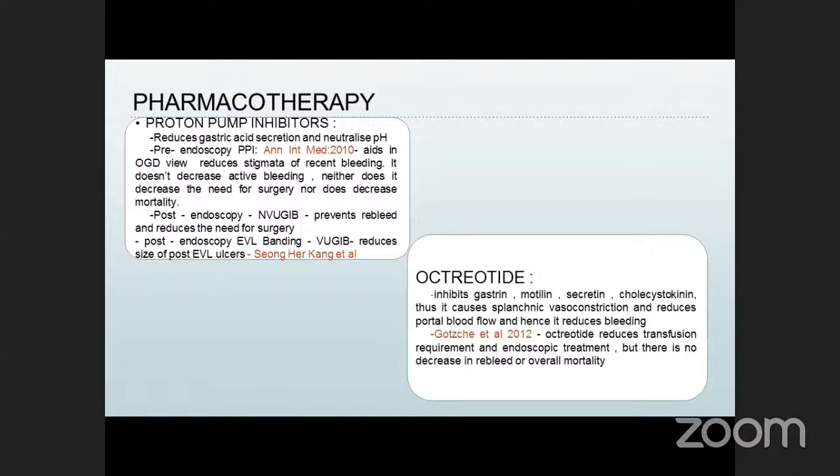Pharmacotherapy, I'm going to describe again, especially the proton pump inhibitors. As per the Annals of Internal Medicine in 2010, we know that proton pump inhibitors cause irreversible blockade of the H plus K plus ATPase pump, and thereby reduce gastric acid secretion and elevate the gastric pH. Secondly, it helps in clot stabilization and prevents clot lysis, and also provides enough time for mucosal healing. So pre-endoscopically, proton pump inhibitors have been shown to help in OGD view.